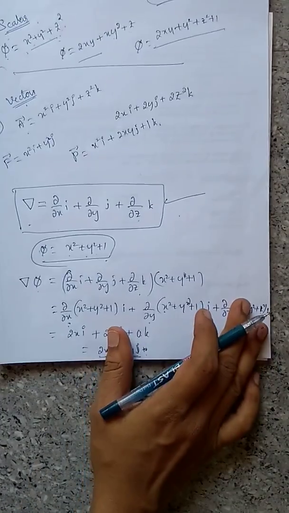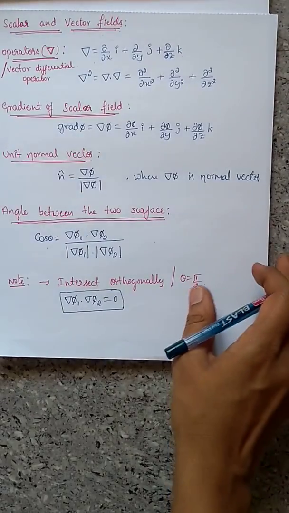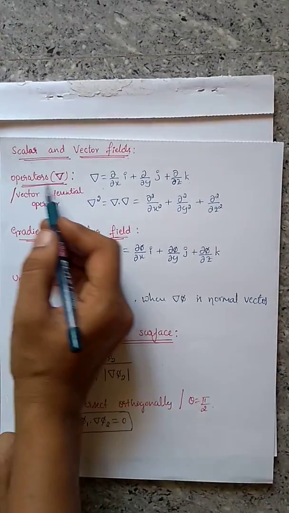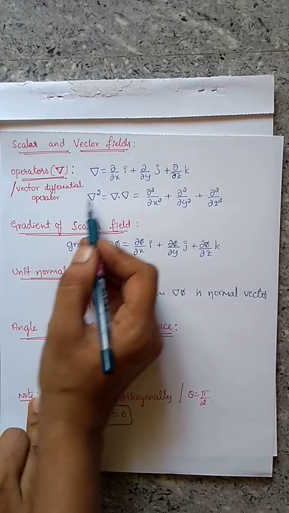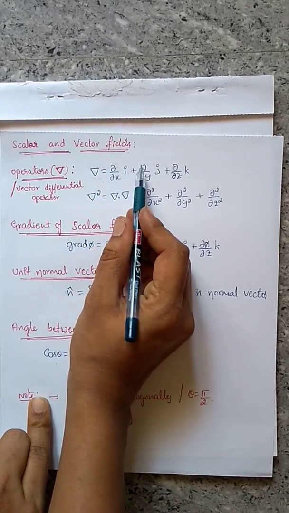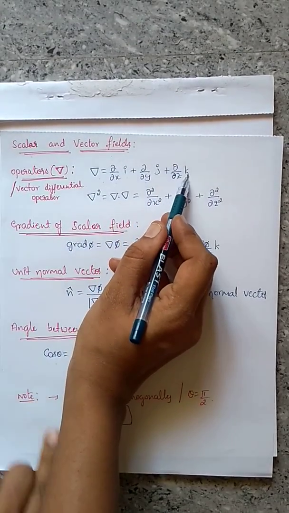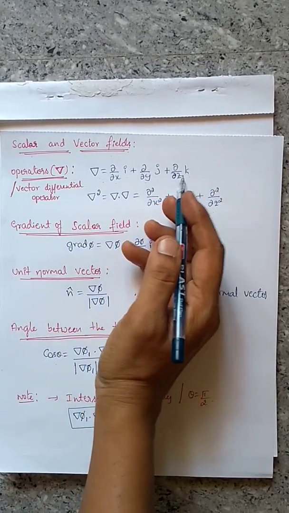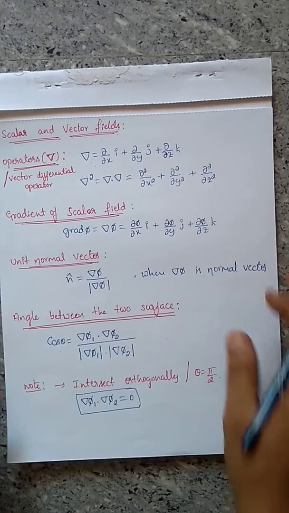Okay, this is the vector differential operator. Del is dou by dou x into i plus dou by dou y into j plus dou by dou z into k. Okay, in the next video I'll explain the problems.